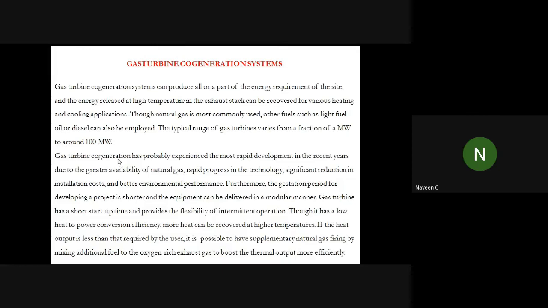The short startup time provides the flexibility of intermediate operation, because intermediate operation is the objective of your CHP. You have to produce higher electricity output, but in some cases you suddenly need to reduce it to 50% and compensate with thermal output, because the input is the same. For a given input, you have to decide whether you need to generate more electricity or more thermal output.